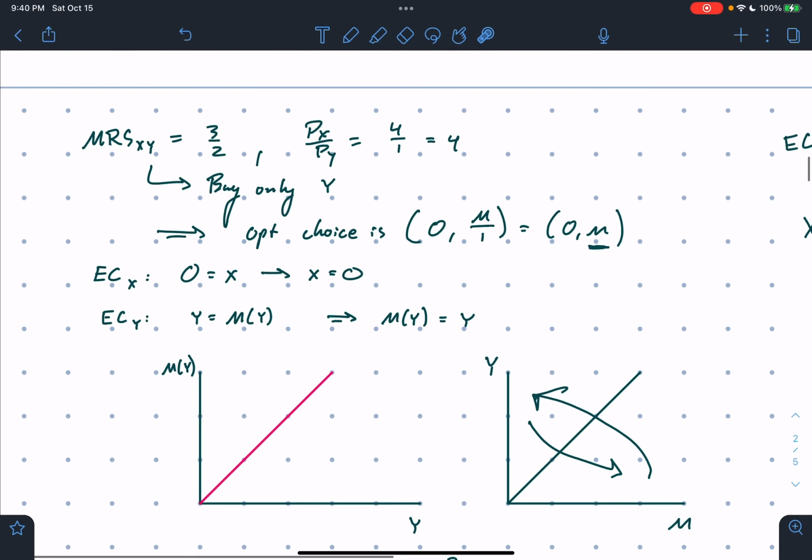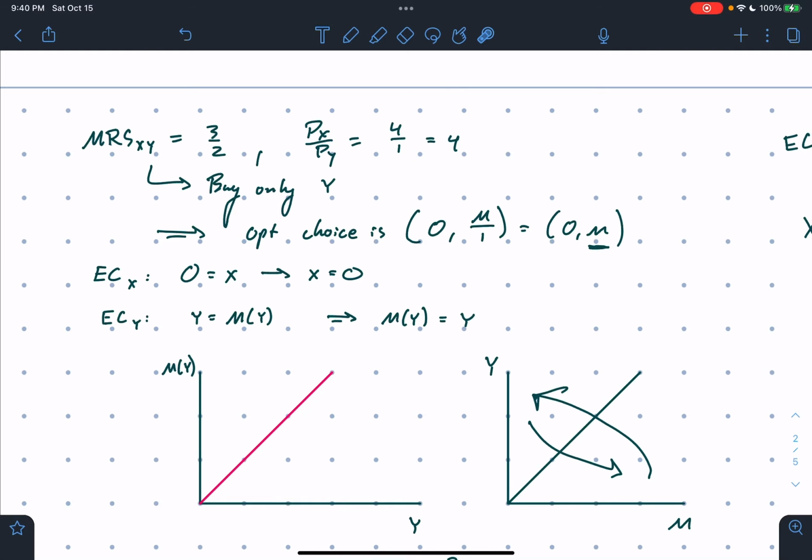Okay. So we know that the marginal rate of substitution between x and y is 3/2. When the price of x is 4 and the price of y is 1, px over py is equal to 4. So here we see that the marginal rate of substitution is less than px over py, so we will buy only y. This means our optimal choice is m divided by the price of y for y, and this means that we'll buy m units of y and 0 units of x.